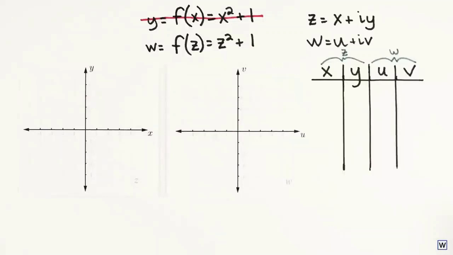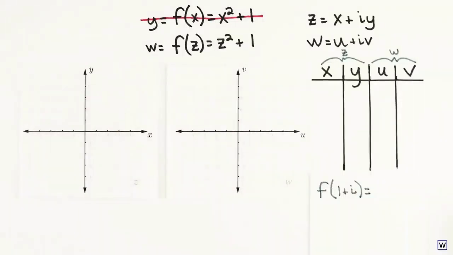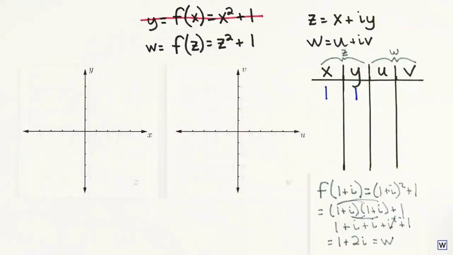If we plug in a complex number to our function, for example z equals 1 plus i, we can do a little algebra and obtain our result, w equals 1 plus 2i. Plotting our inputs and outputs, we see that the point 1 plus i in our input plane was pushed, or mapped, by our function to 1 plus 2i in our output plane. Let's plug in a few more points here and see if we can find a pattern.